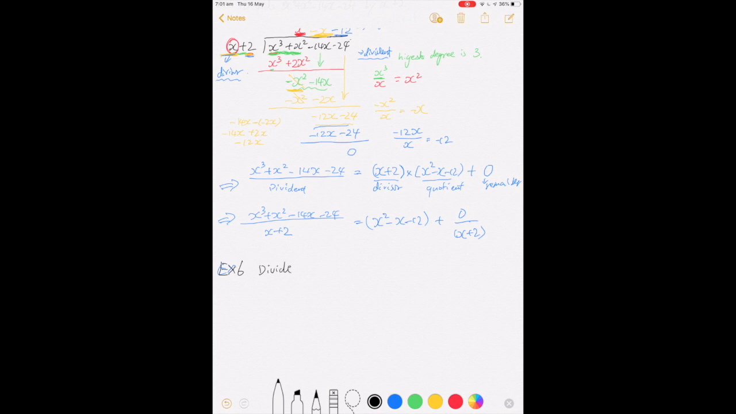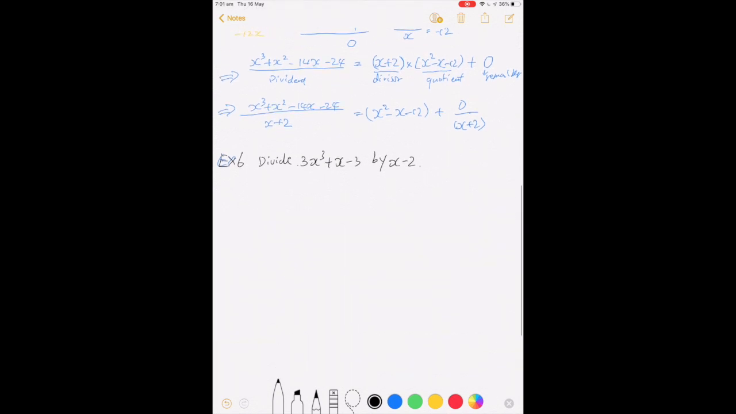Divide 3x cubed plus x minus 3 by x minus 2. Alright, so now we're going to do polynomial division. Again, the dividend is 3x cubed plus x minus 3. Here, this part is the one you need to be very careful about.